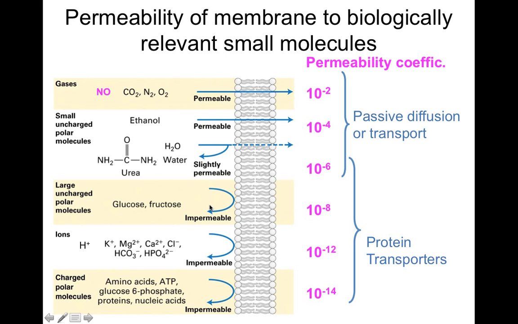And then other things that cannot get through the cell membrane, at least not on their own, would be glucose, for example, fructose. So these are monosaccharides, as we know them, these simple carbs. Other things too, like calcium, chlorine, magnesium, ATP, and whatnot, cannot get through, at least not on their own. So these things that are impermeable to the cell membrane will require the assistance of protein transporters. And again, we are going to see examples of these in just a moment.